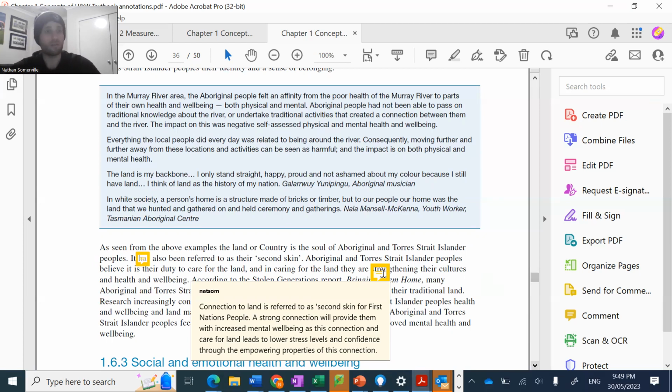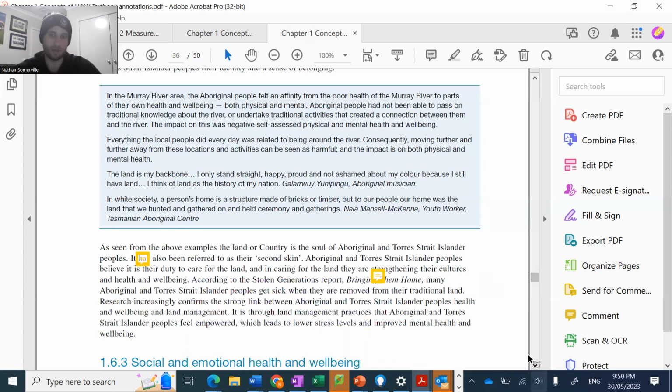But in terms of the mental benefits of being out in country and being out in bush, it lowers people's stress levels and it empowers them and increases their confidence, because they know that this is the traditional practice, or this is the traditional connection that they've had through their spirituality and through their ancestors. It's very important to retain this today and in the future. So it will lower stress levels and increase confidence. So that's a connection that you can make about connection to land.